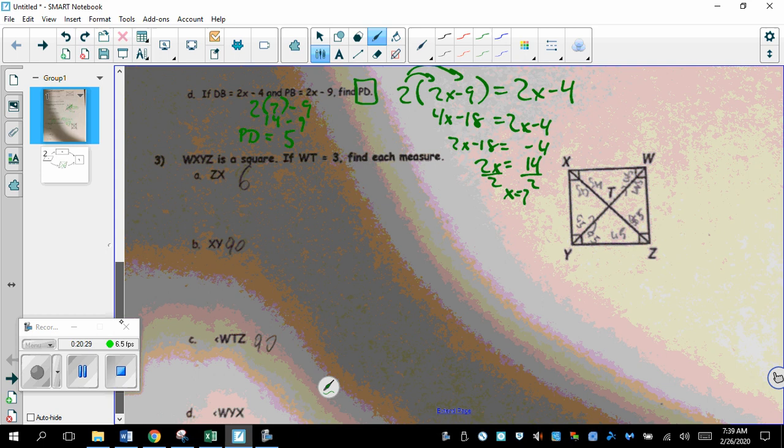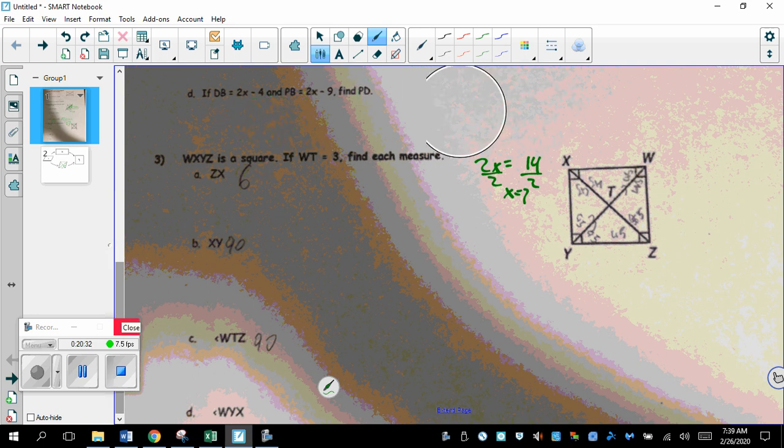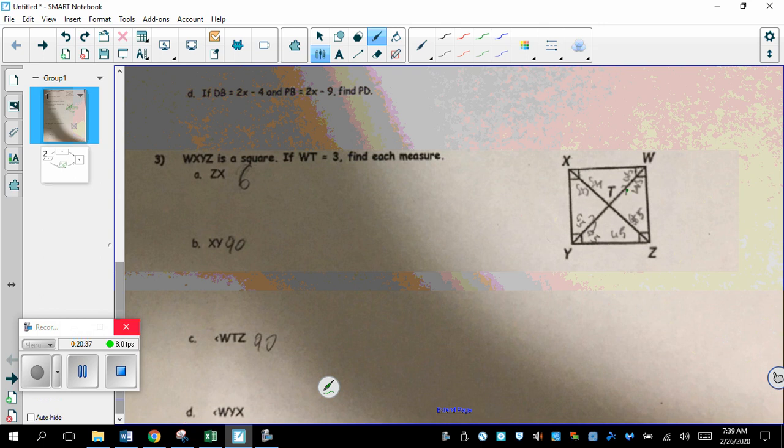Line through, end of the line. XZ, you got WT is 3, XZ is ZX is 6. That's fine. You got that. XY is definitely not 90. You have XY as being 90. Be careful, this is not an angle here. XY is a side. So XY, they want this right here.